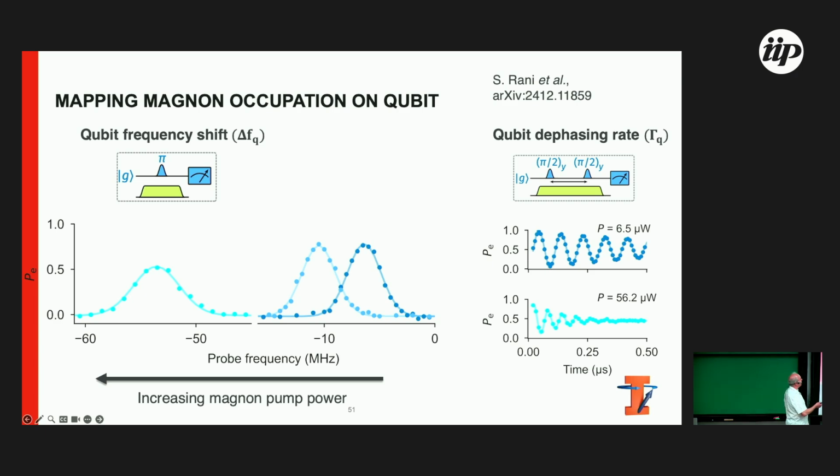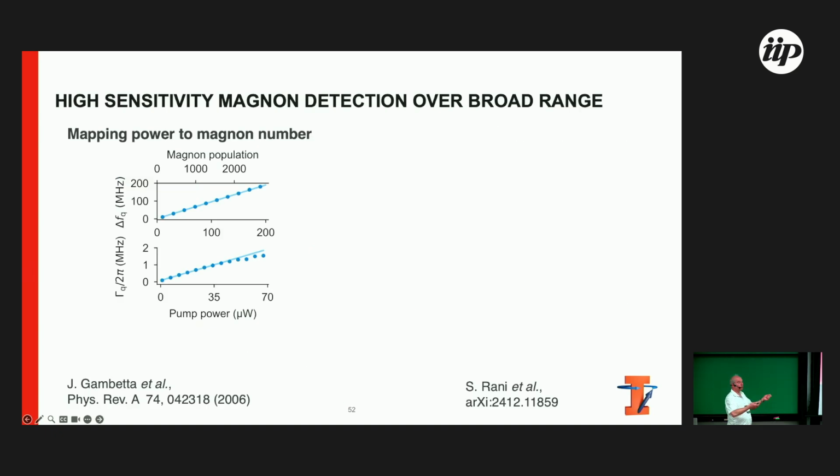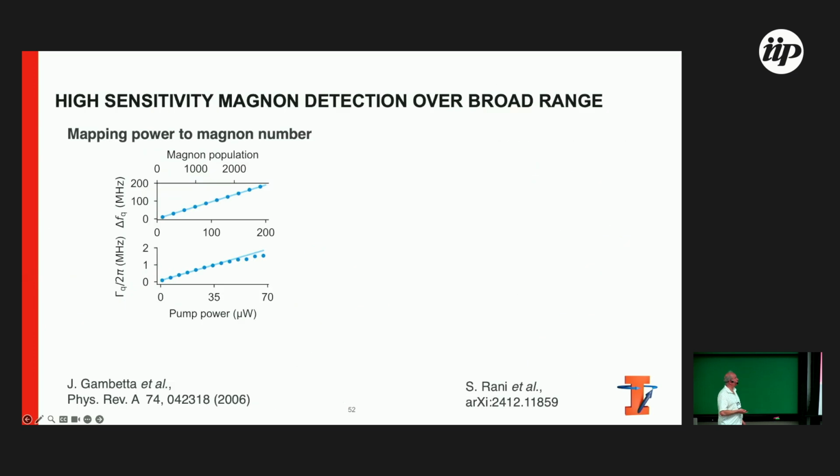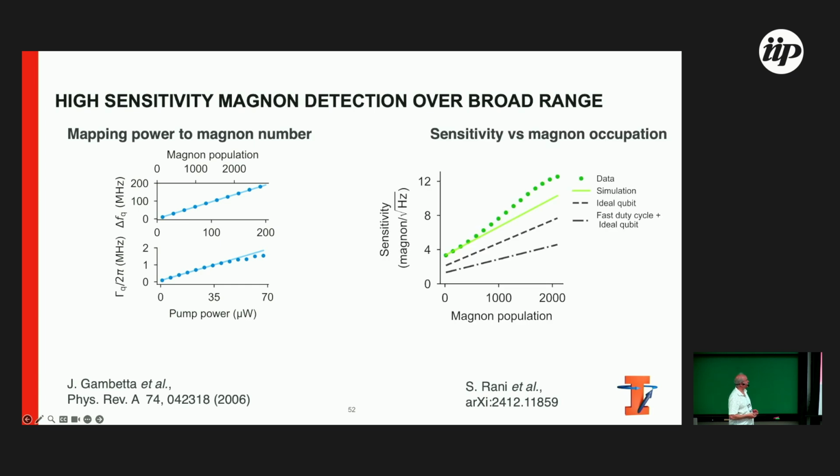Then we can also look at the dephasing of the qubit by doing a Ramsey kind of experiment. We can look at the decay rate, and we see that at higher pump power for the magnons, the qubit decays much faster than at low pump power. So that also tells us about the magnon population. By putting the two together, we can actually calibrate how many magnons we get for our pump power, because if you look carefully, the frequency dependence on the magnon occupation and the dephasing dependence on the magnon population are slightly different. So here's the frequency as a function of magnon population, and the decoherence rate as a function of pump power. Putting the two together allows us to calibrate pump power versus magnon population this way.